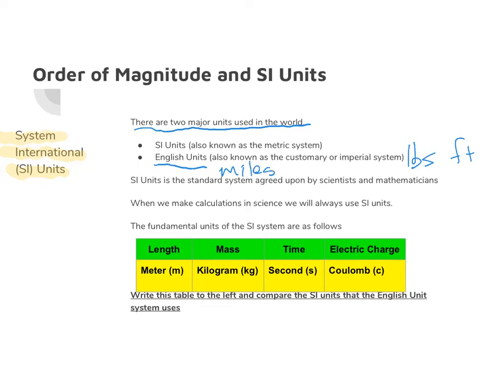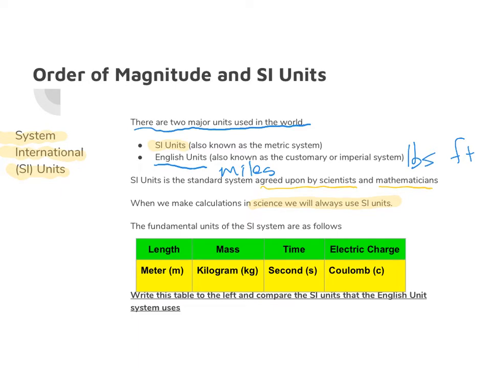However, in science, we prefer the SI units, also known as the metric system. SI units is the standard system agreed upon by scientists and mathematicians. When we make calculations in science, we use that SI system. We will always use SI units.